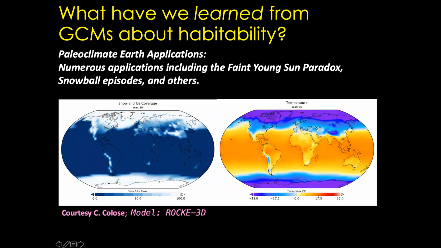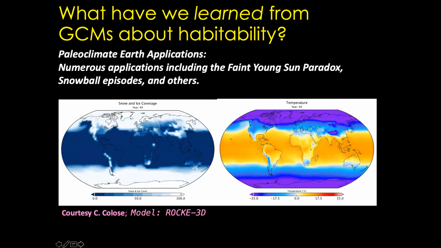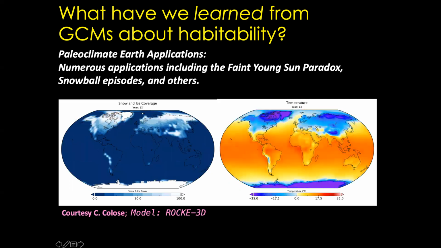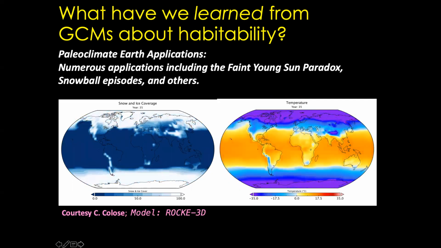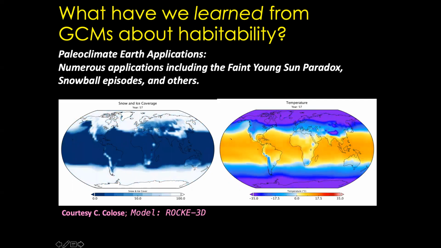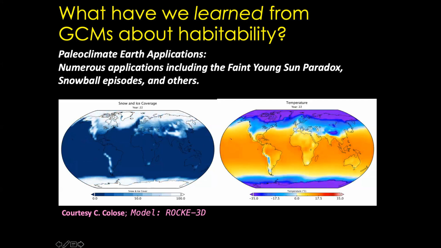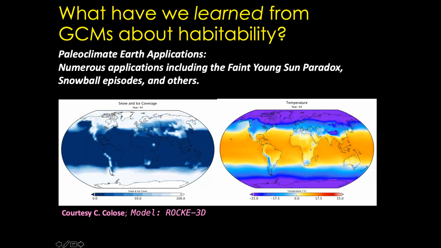3D models also have numerous applications for thinking about the habitability of Earth through time, including the faint young sun paradox. How did the Earth stay warm despite a reduced solar constant? Or the dynamics of snowball episodes and other such problems. This is a plot made by Chris Colose, also with the ROCKE-3D model, showing the dynamics of a waterbelt state and the advancement of sea ice. This is a continuing field of study, thinking about the early history of Earth and snowball episodes that may have occurred.